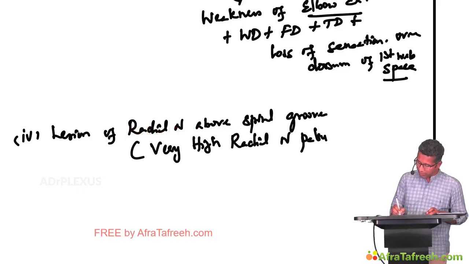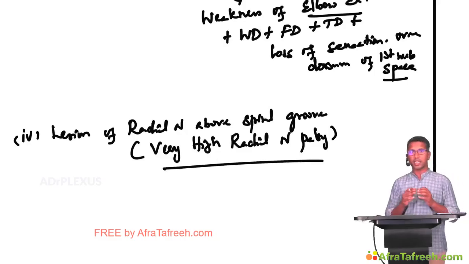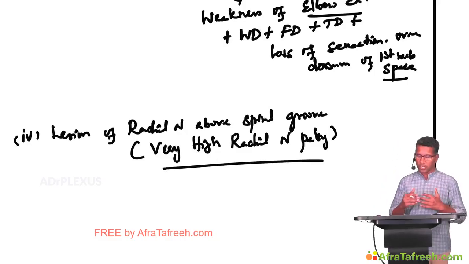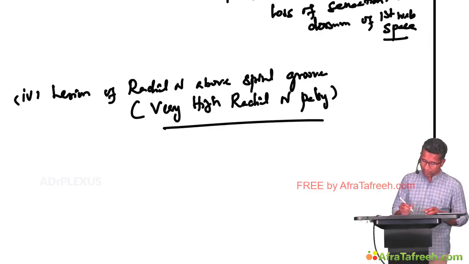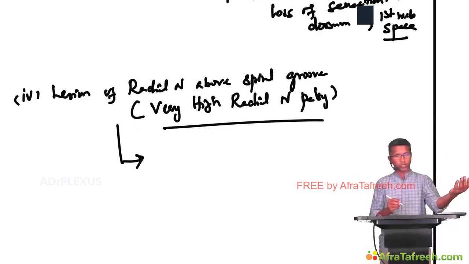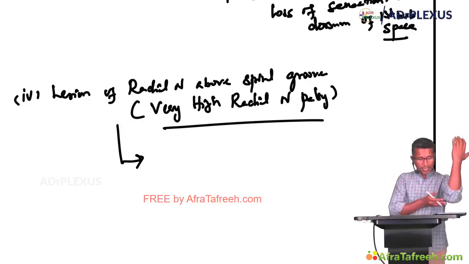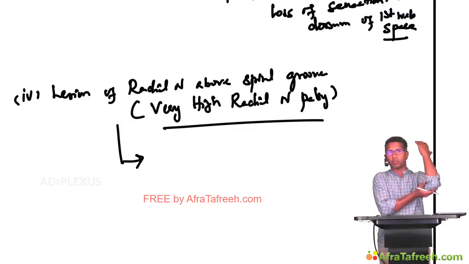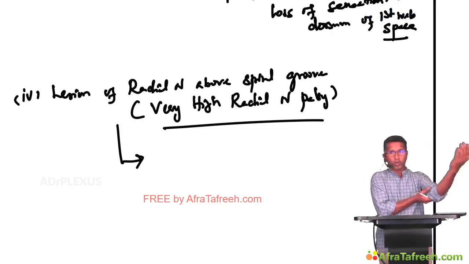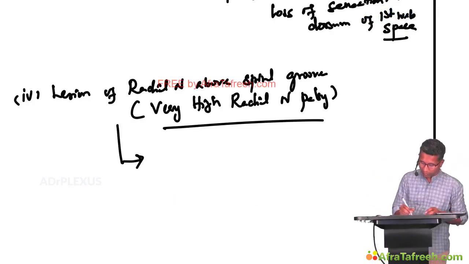Whenever there is a very high radial nerve palsy, what happens? All the muscles which are supplied by the radial nerve are affected in this. So the patient's elbow will go into a state of flexion. The extensors have become totally weak. Completely, the triceps muscle has lost its power. So the elbow will go into a flexion attitude.